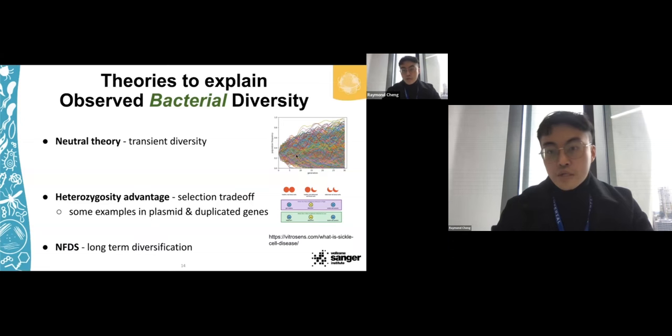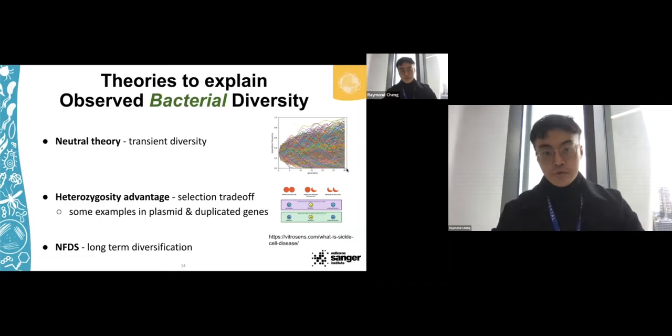So you can look at this figure. This is based on neutral theory. You can see the allele frequency can fluctuate between 0 and 1, but in the long run, it will either be fixed at 1 or be eliminated. So the diversity created by neutral theory is a transient phenomenon.